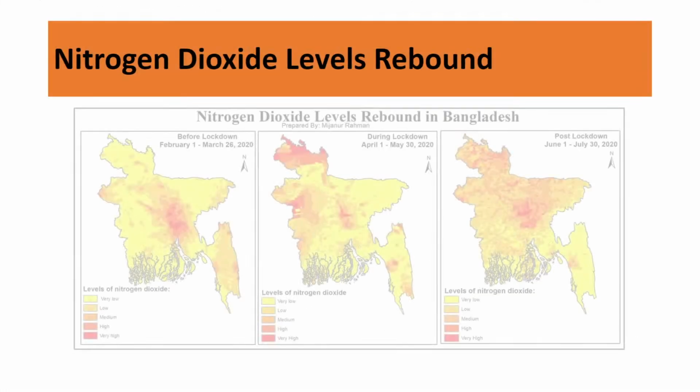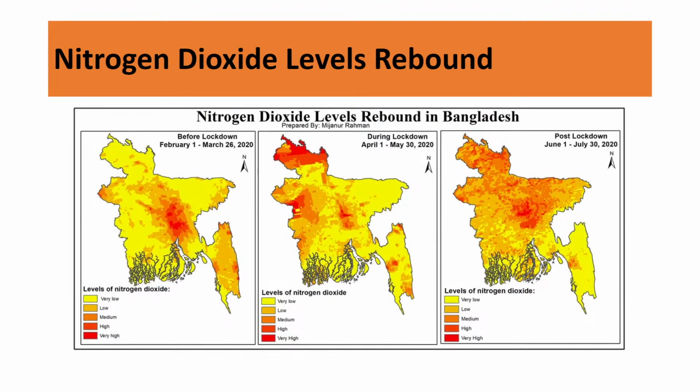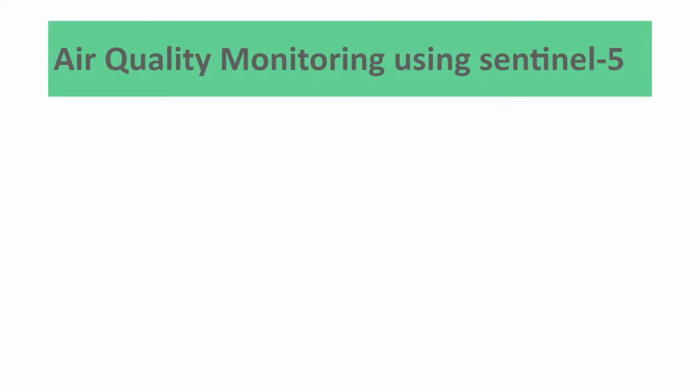Here you can see another work on nitrogen dioxide levels in Bangladesh for different time periods. This time we made a classification for the level of nitrogen dioxide: very low, low, medium, high, and very high, for the different time periods. The COVID situation, we also try to discuss. And basically in air quality monitoring, I will discuss particulate matter 2.5, as well as the MODIS AOT. The Sentinel-5 dataset provides a lot of air quality parameters.